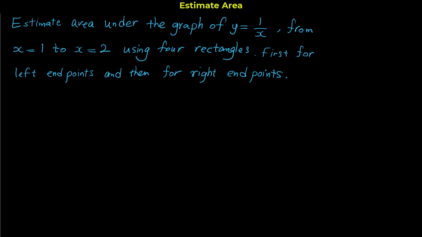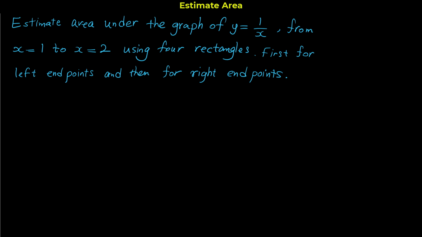In this video, we want to learn how we can use the Riemann sum for estimating the area under the graph of functions. In this particular example, we want to estimate area under the graph of y equals 1 over x from 1 to 2 using four rectangles, first with left endpoints and then with the right endpoints.